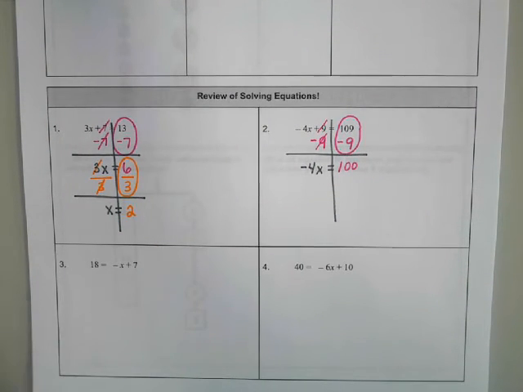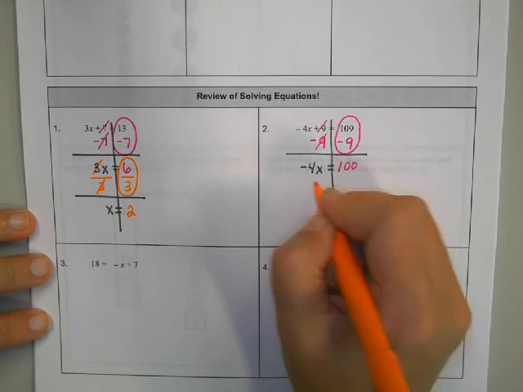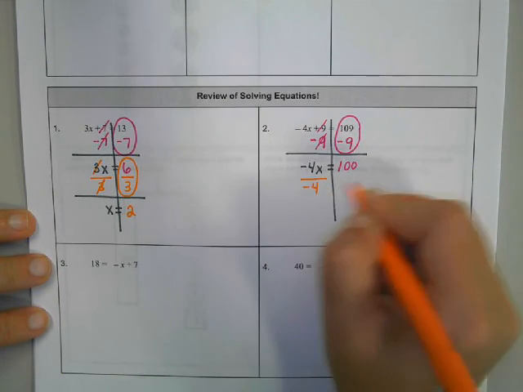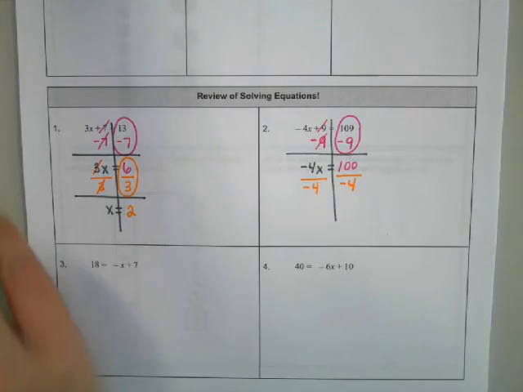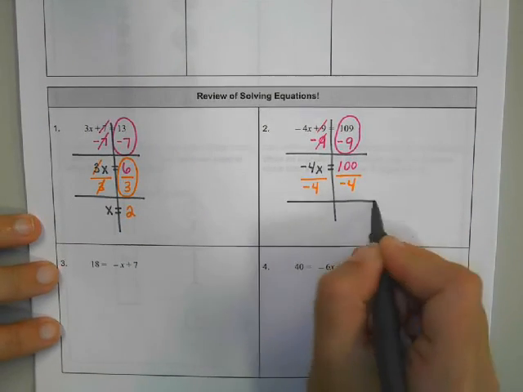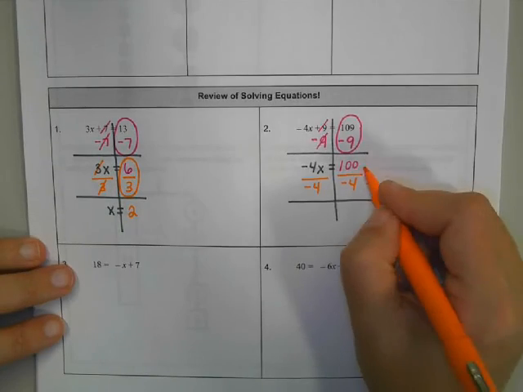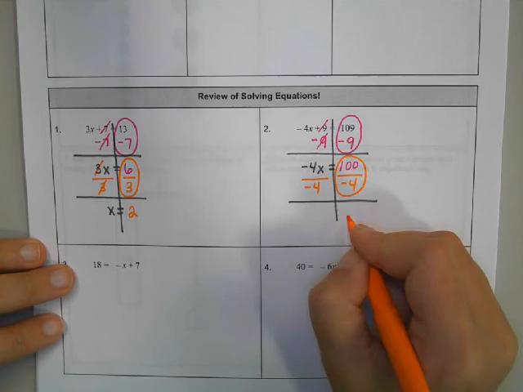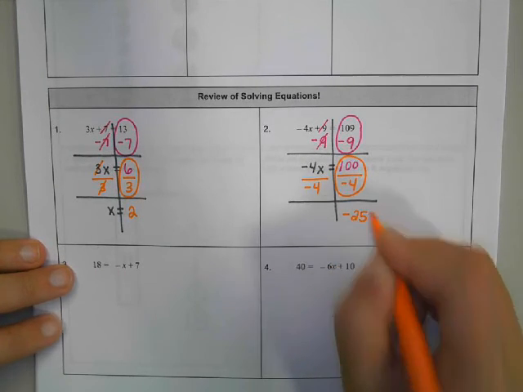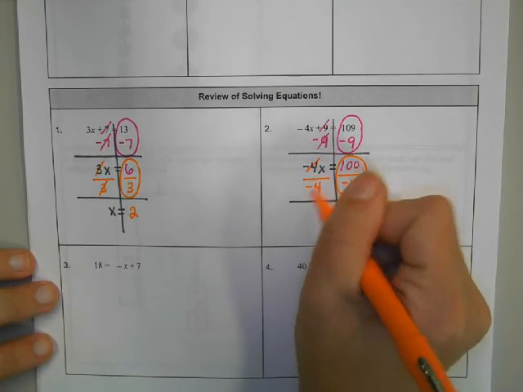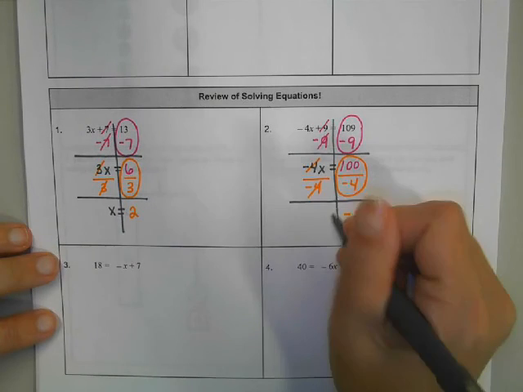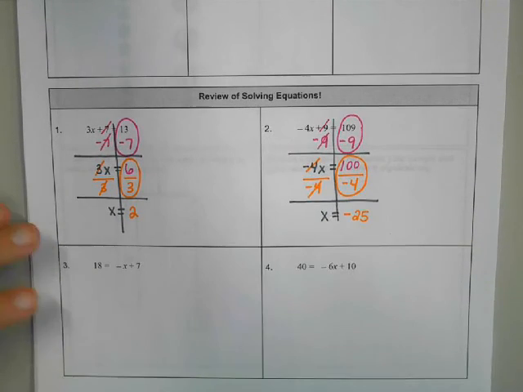Now again, in order to get x by itself, I need to divide. So I'm going to divide by -4 because division is the opposite of multiplication. So 100 divided by -4 would be -25. And my -4 would cancel the other -4, so I would just get x equals -25.